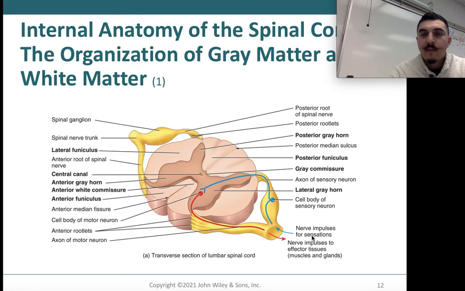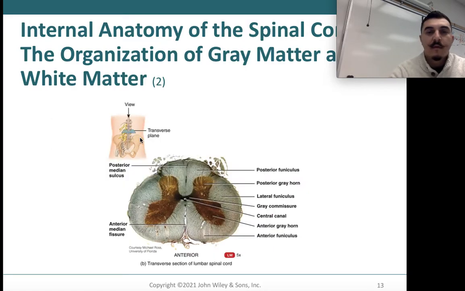So here are our nerve impulses for sensations, right? Our sensory neuron receiving information into our spinal cord, and then we have our nerve impulses going out to the effectors, coming anterior, coming outside of our vertebrae. We have the spinal ganglion over here, and the spinal nerve trunk coming out.